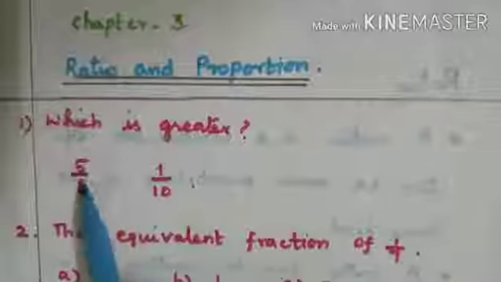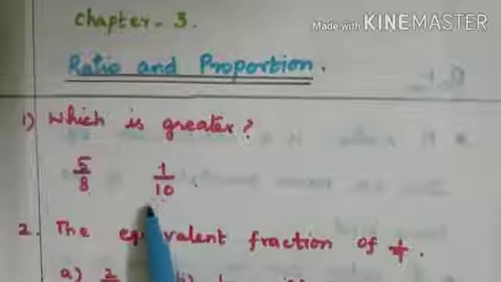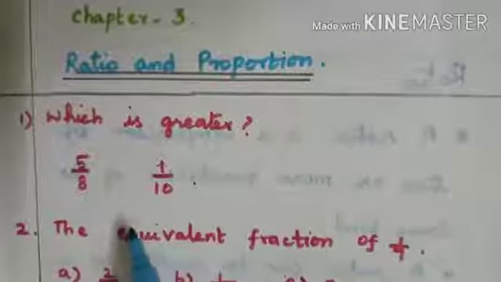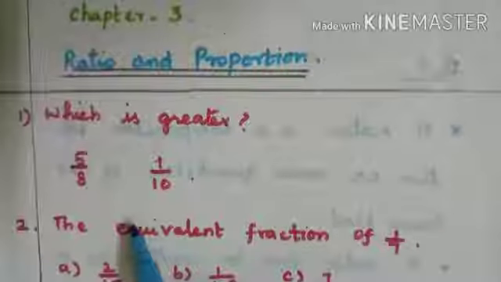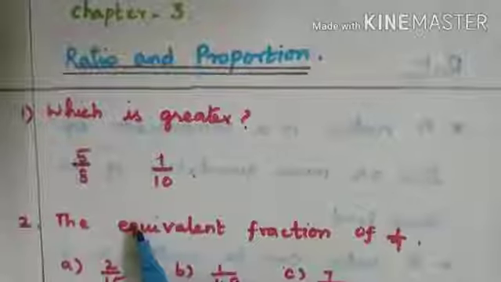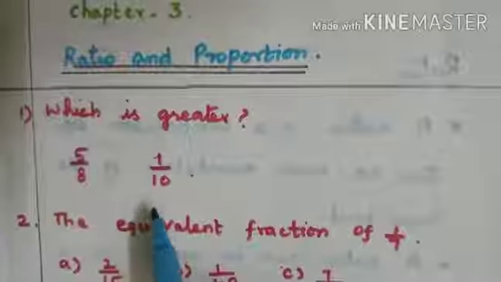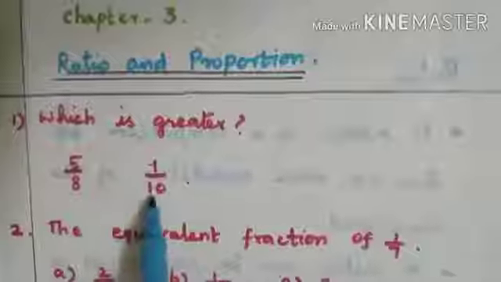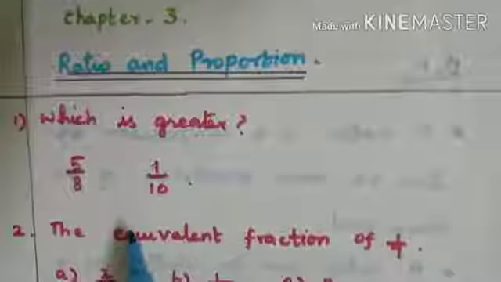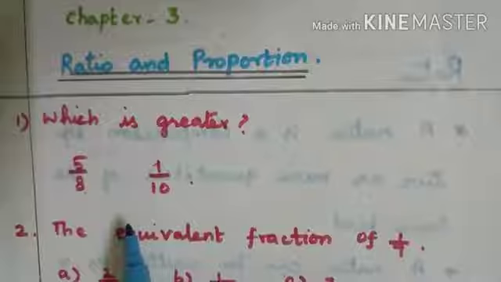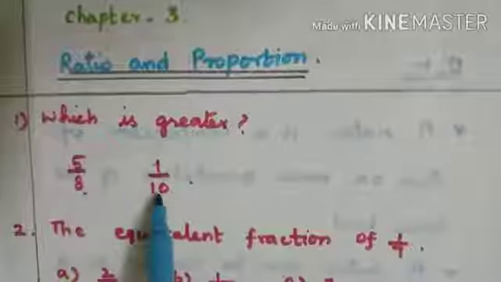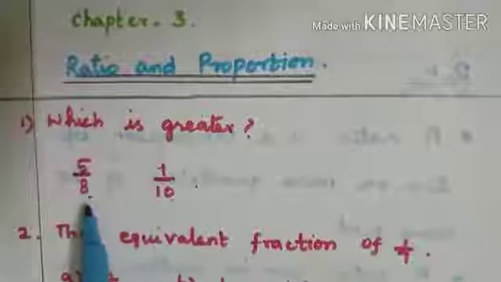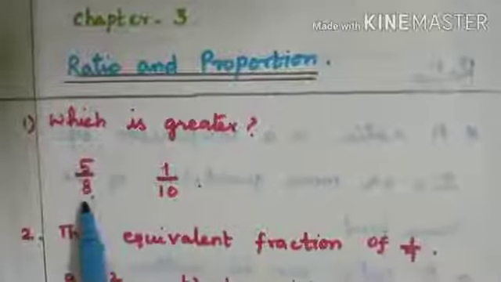Here you see 5 by 8 and here 1 by 10. So how will we tell which given fraction is greater? We have to make the denominators the same so that we are able to tell which is greater, isn't it? Now here the number is 8 and here the number is 10. We can take the LCM, otherwise we can make the denominators the same. Now 8 and 10 we have taken.